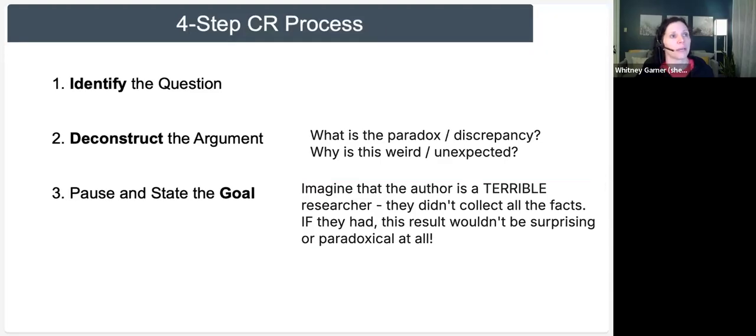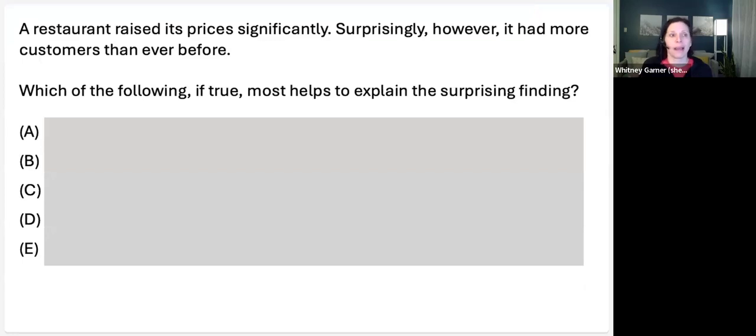So I want y'all to help me. What would be some things that might help explain what we're seeing that would make it seem less weird that a restaurant that raised its prices ended up with more customers than ever? So what might be some things that would come up for you that are like, well, if this was true, then we wouldn't be surprised. This other thing was true, then we wouldn't be surprised.